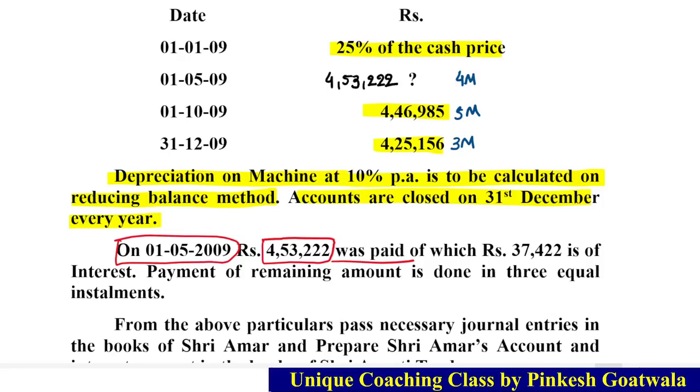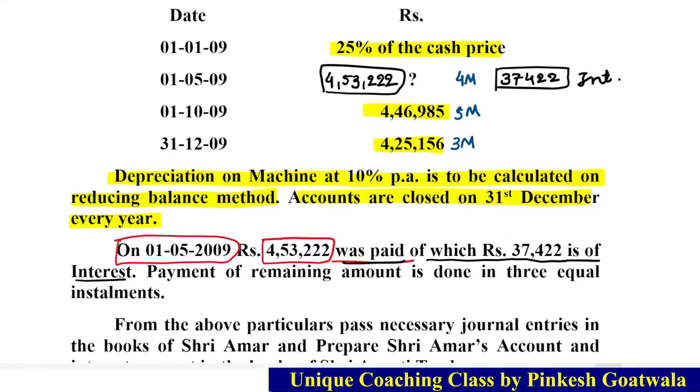So actually it is not the twist point. They already give the installment in other information. Why is it installment? Because he clearly said it was paid. What we pay is actually the payment of installment. Of which 37,422 is of interest. They also give the interest. What is 37,422? It is the interest.